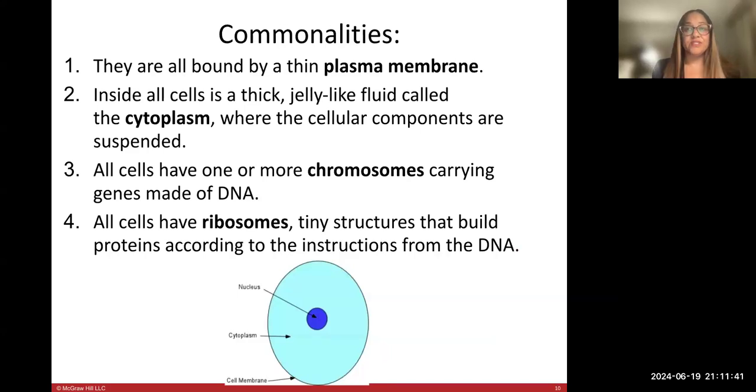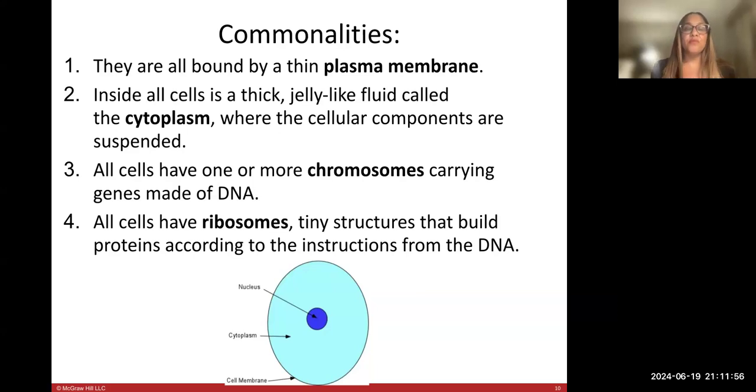Commonalities. Prokaryotes and eukaryotes all have some similar commonalities. They're all bound by a thin plasma membrane. Inside all cells is a thick jelly-like fluid called the cytoplasm, where the cellular components are suspended. They're stuck in there like a Jell-O salad.